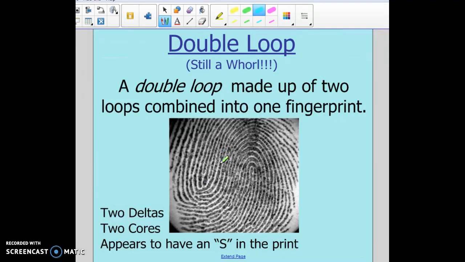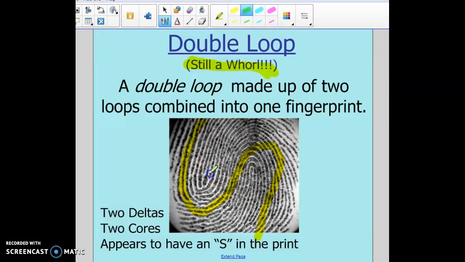The third kind of whorl, so we've got plain whorls, central pocket loops, and our third type is called a double loop. Again, still a whorl, not a loop. A double loop is kind of two loops combined into one fingerprint. The nice thing about double loops is they're very easy to recognize because they have an S shape. If you notice right here, the ridges form an S within the print.